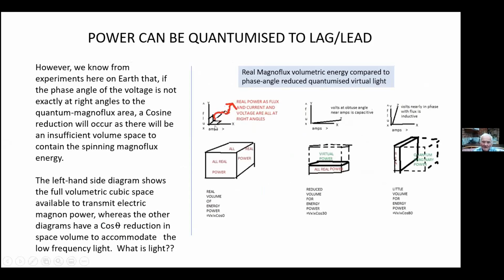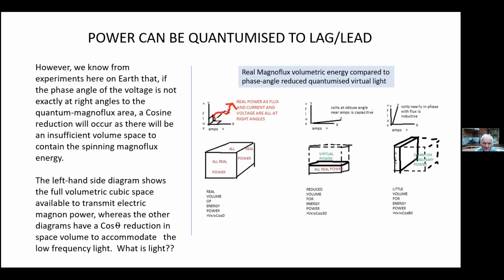Light, and electricity in particular, low frequency light that is, we know a lot about it here on Earth. And what we do know is that the experiments have shown that if the phase angle of the volts is not exactly at right angles to the quantum magnoflux area, a cosine reduction will occur, as there will be insufficient volume of space to contain the spinning magnoflux energy.